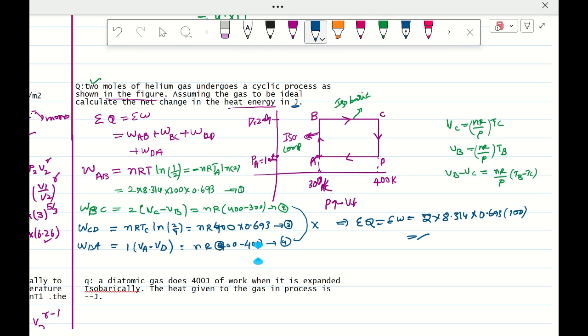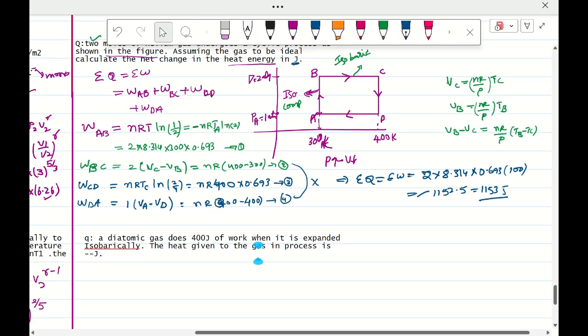So the answer will be 11.525, so that is 11.53 joules. So this is the answer. Now coming to the next question.